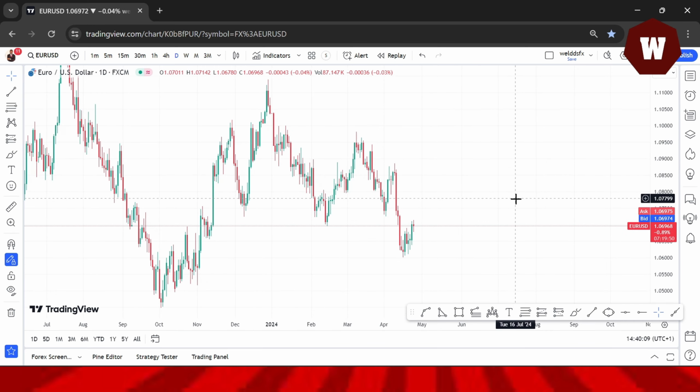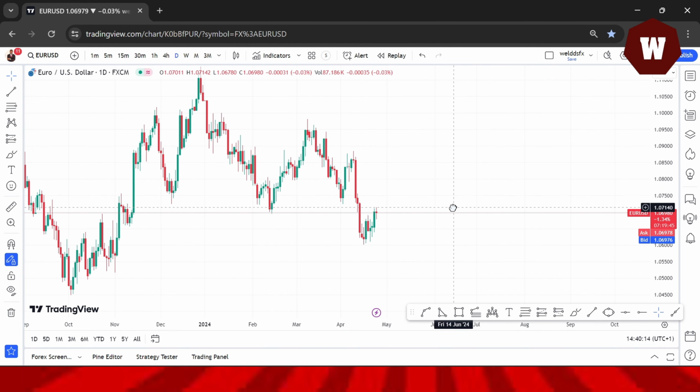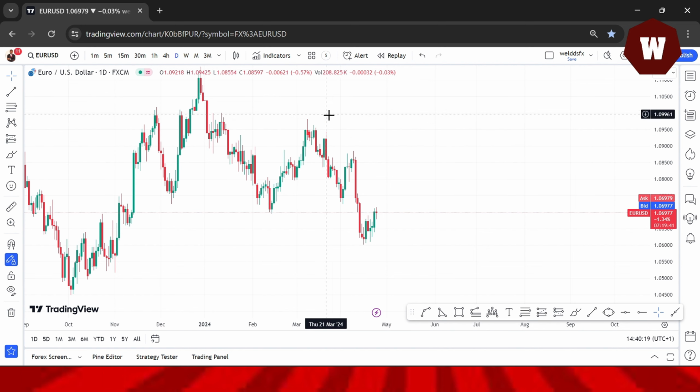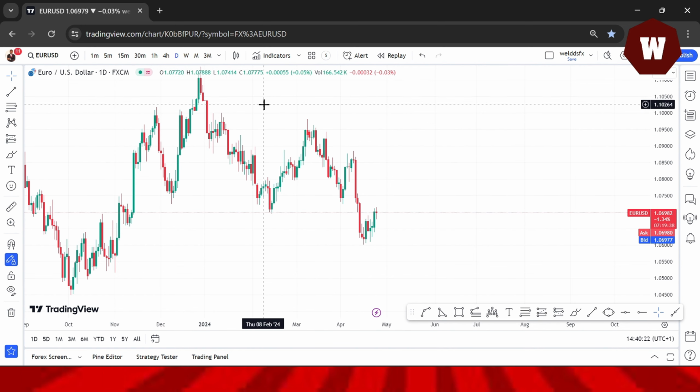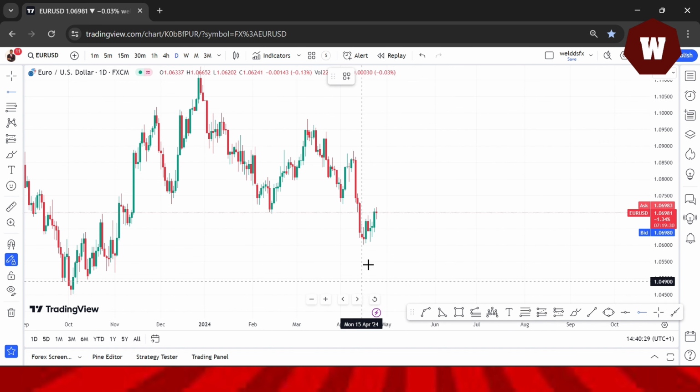Looking at Euro US dollar, you already know that we are looking for sell opportunity on the Euro US dollar, because from the weekly time frame, if you look at the analysis I did on the 18th of April, I told you guys that this currency pair is going to be a sell. At that time, we were around here.